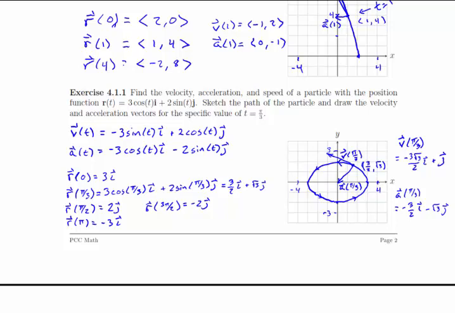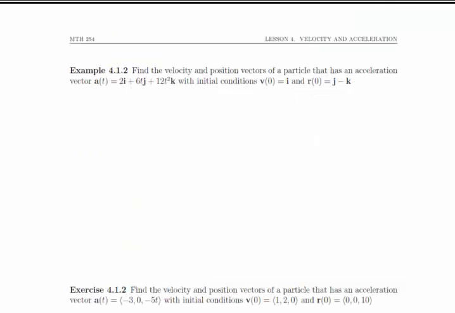Let's move on to 3 dimensions. So in this example, we're actually going to do some backwards movement, and we're not going to look at any graphs right now. This is just more for computational purposes. So we're given an acceleration function, a of t equals 2i plus 6tj plus 12t squared k, and we are given initial conditions that the velocity at time 0 equals i, or 1i, and the position at time 0 equals j minus k. So if we want to find our velocity vector, we can essentially just take the antiderivative of a of t.